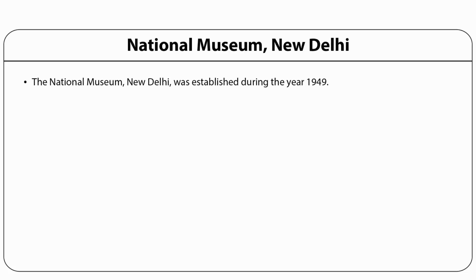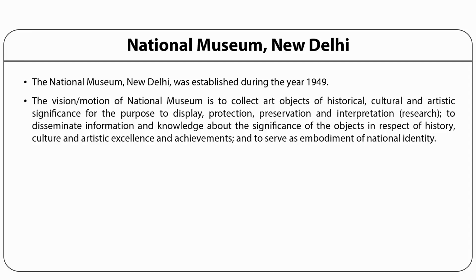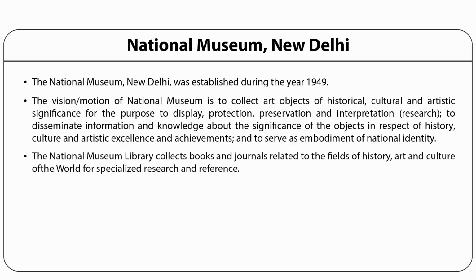The National Museum, New Delhi, was established during the year 1949. The vision and motto of the National Museum is to collect art objects of historical, cultural, and artistic significance for the purpose of display, protection, preservation, and interpretation, that is research, to disseminate information and knowledge about the significance of the objects in respect of history, culture, and artistic excellence and achievements, and to serve as an embodiment of national identity. The National Museum Library collects books and journals related to the fields of history, art, and culture of the world for specialized research and reference.